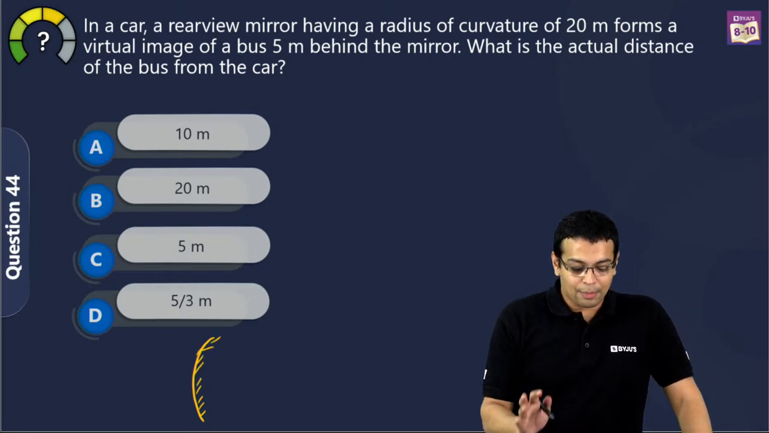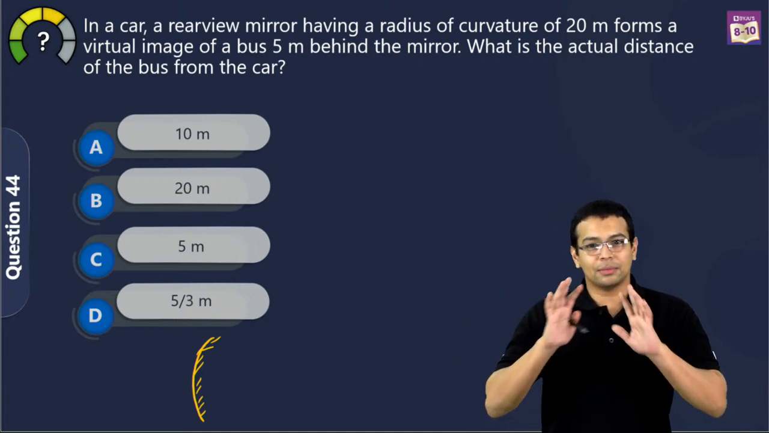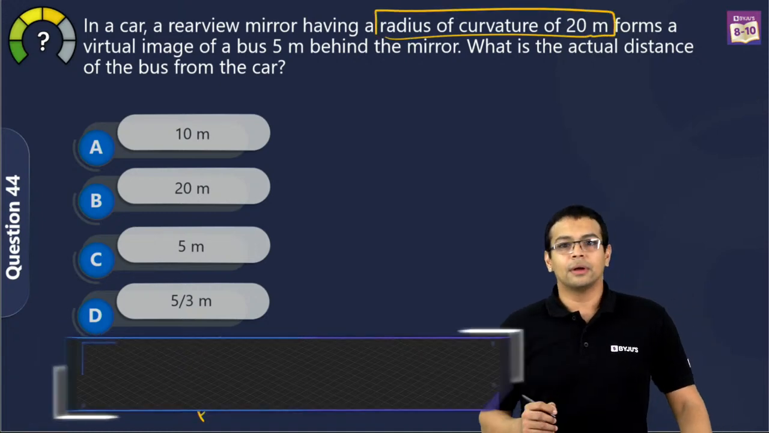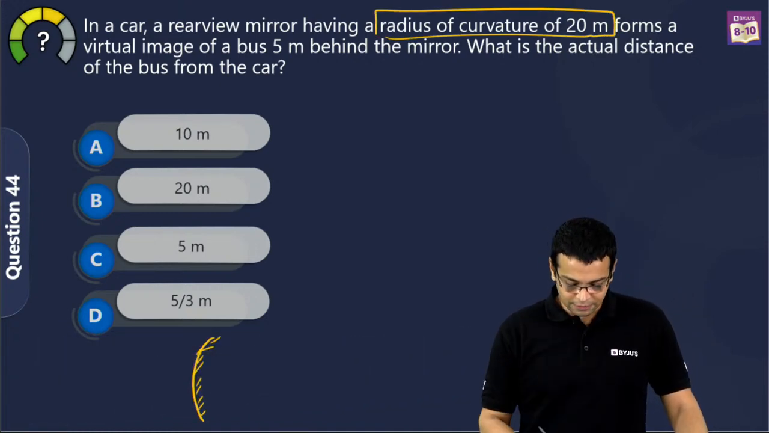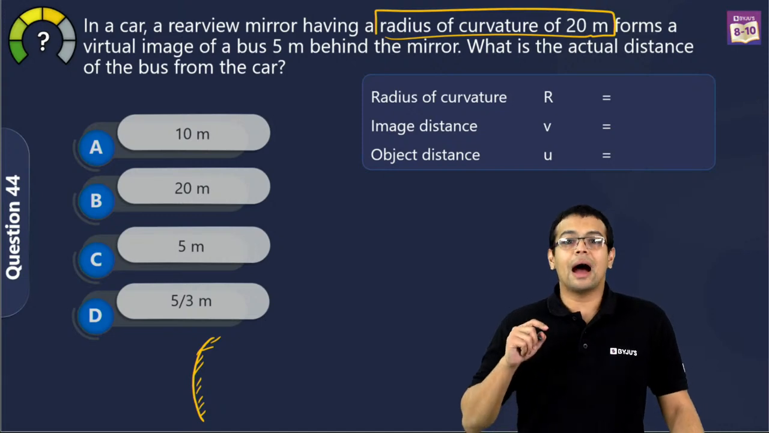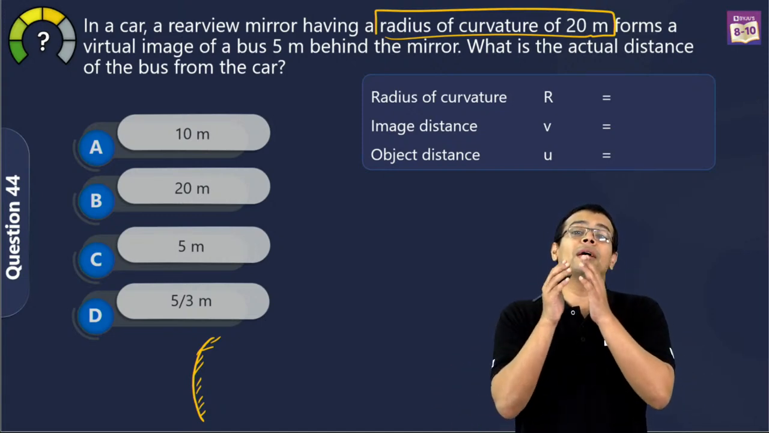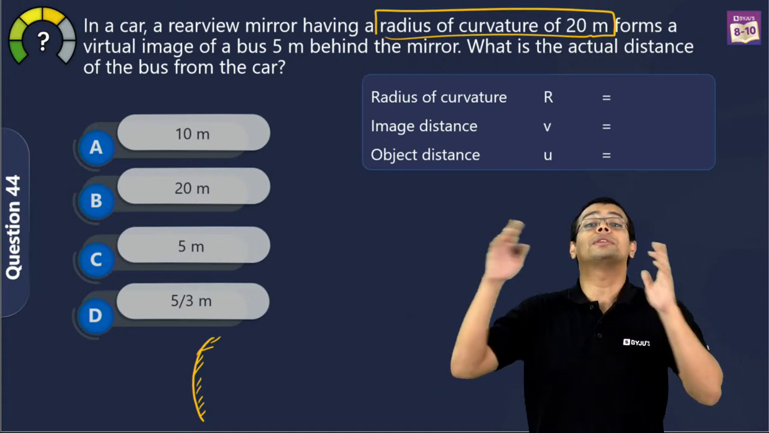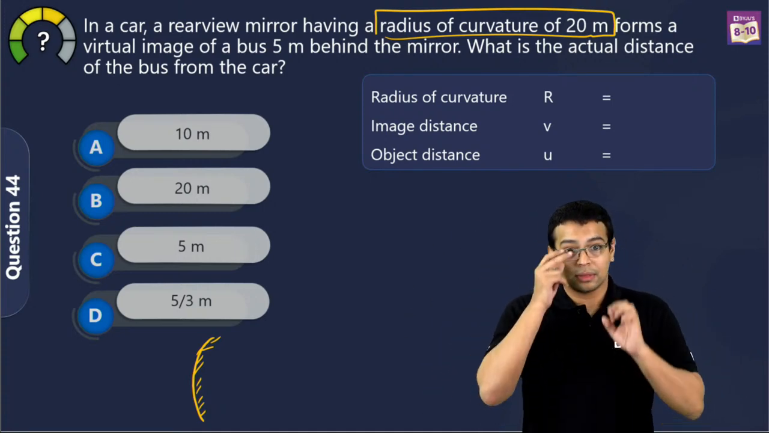Now, I'm not going to use a car and a bus diagram and all that. I'm just going to use an object. Let's say car having radius of curvature. What is radius of curvature? Radius of curvature R is basically the distance between the pole of the mirror and the center of the sphere from which the mirror has been cut out.